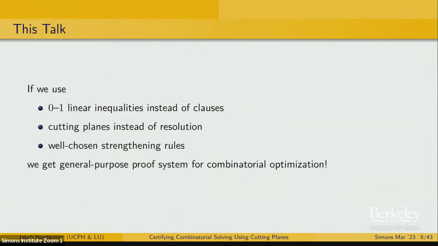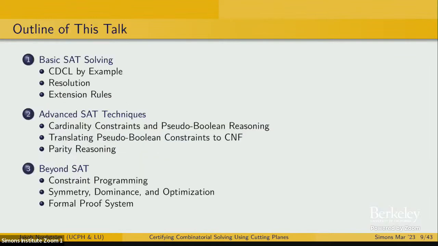So what I'm going to tell you about is that if you take basically what the SAT solving people have been doing, but you generalize it to zero-one integer linear inequalities instead of clauses, and instead of the resolution-based proofs, you switch to cutting planes, and you extend it in a clever way with suitable rules, then you can do not only all of SAT solving, but it seems you actually get a general purpose proof system that so far has been able to do anything in combinatorial optimization that we have looked at. So this is what I want to tell you about.